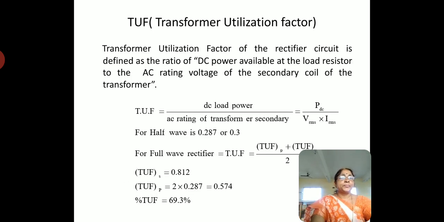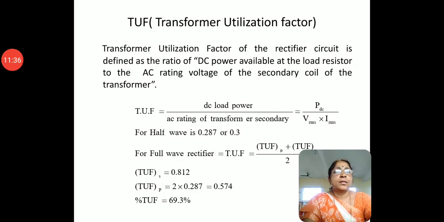And then the transformer utilization factor. Here, the transformer utilization factor is defined as the ratio of DC power available at the load resistor to the AC rating voltage of the secondary coil of the transformer.